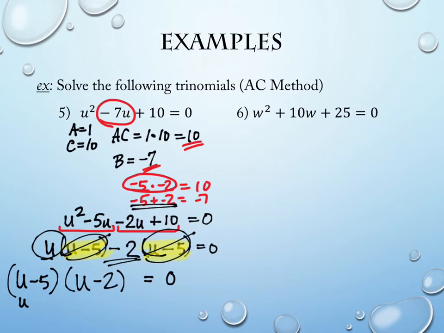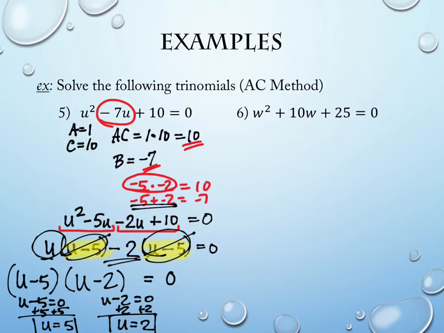I set each part equal to 0, so u minus 5 equals 0. U minus 2 equals 0. I'll add my 5. So u is equal to 5. And I'll add my 2. So u is equal to 2. And we could check it, right? We could take 5, we could take 2, we could put them back into the original equation, and we could verify that they equal 0.